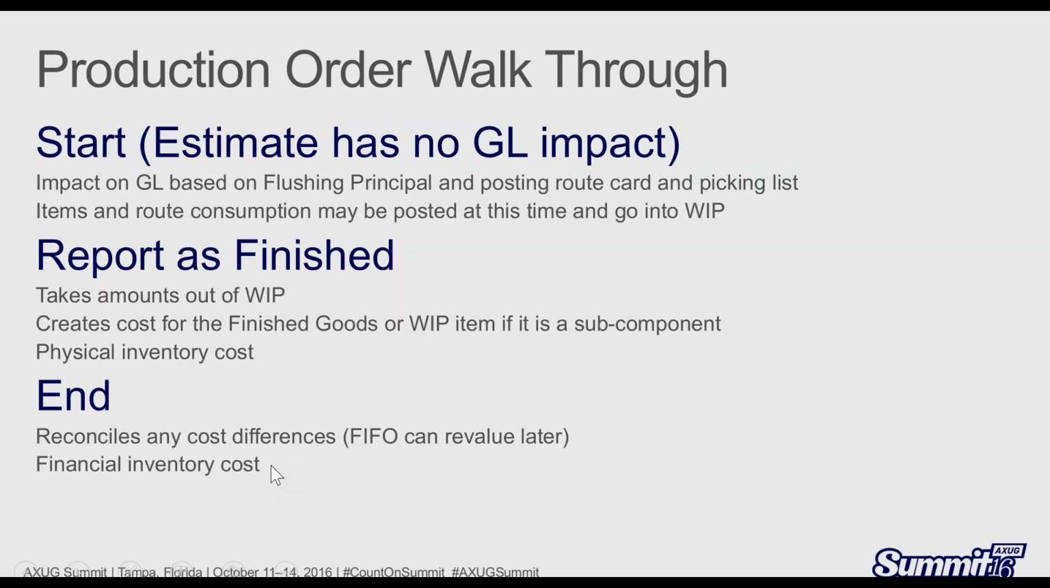So ending financial inventory costs basically means that you can't do anything else with that production order. If you do a report as finished but don't end the production order, you can always make adjustments to the production order, and that'll adjust the cost prior to doing the financial end. So the end is final. It's very final, and you just have to do an inventory adjustment after that if there are changes that you find out after the end.